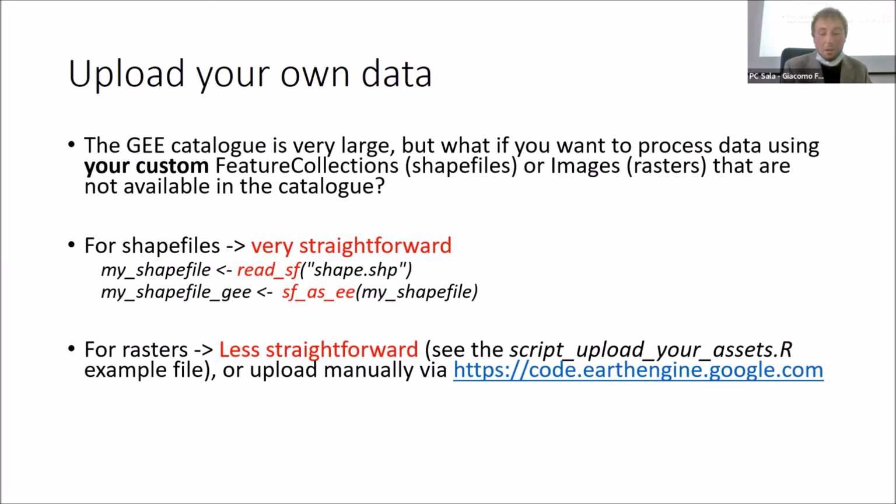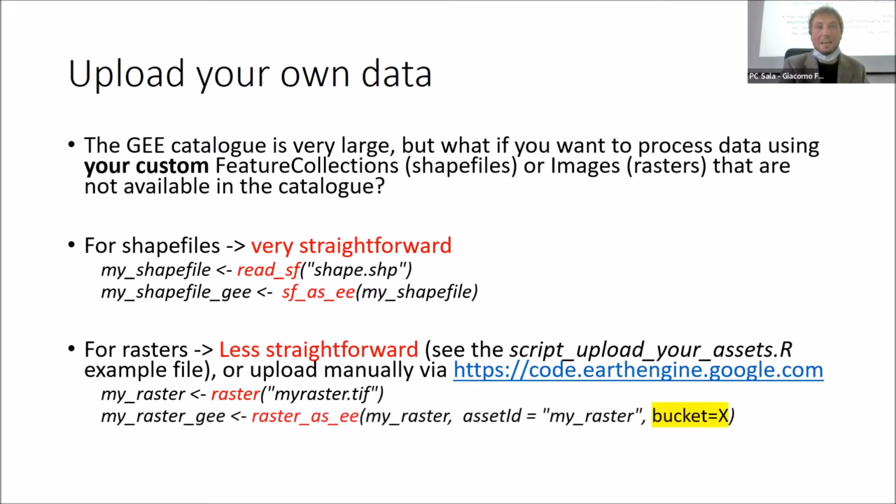So basically, it's a bit more tricky to upload raster data on Google Earth Engine, and there are two ways. So I made this script, which you find in the zip folder, which is script upload your assets, where you can see one way to do it. It looks straightforward, because it's like with the vector, but it's raster as EE. So basically, you will first load your raster and then use raster as EE.